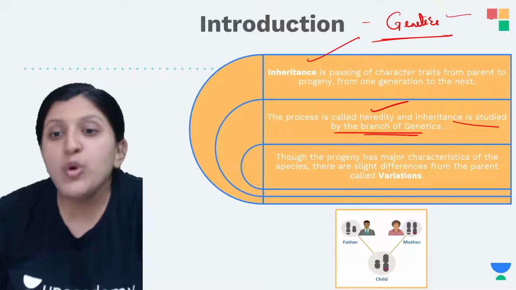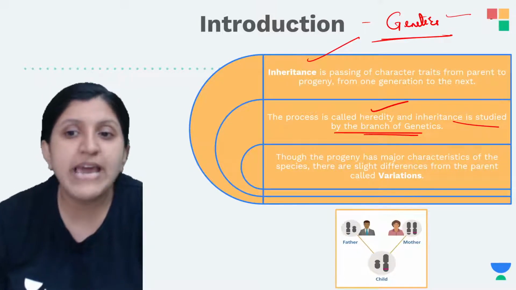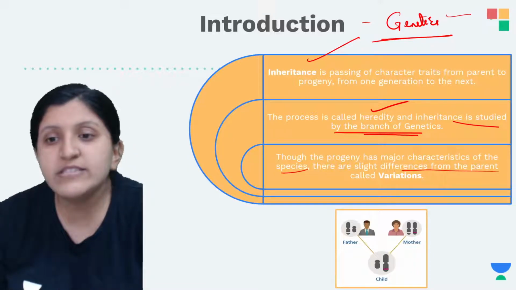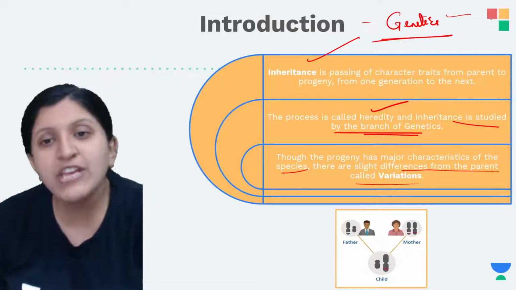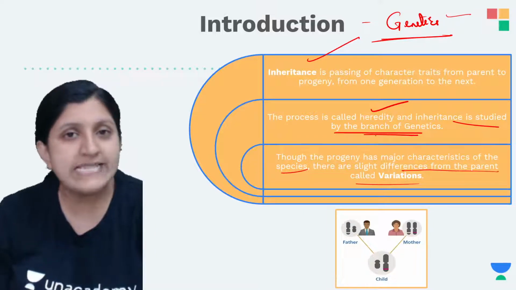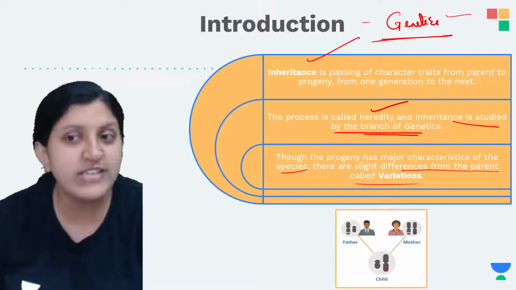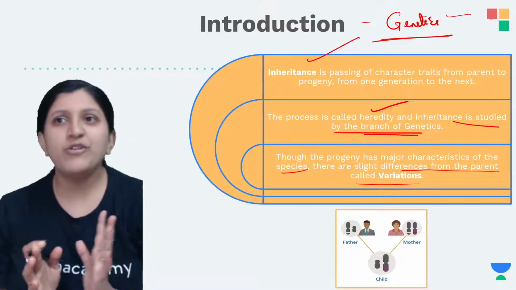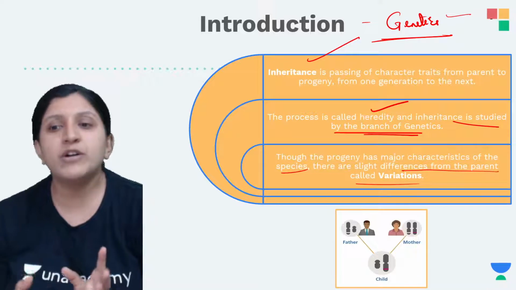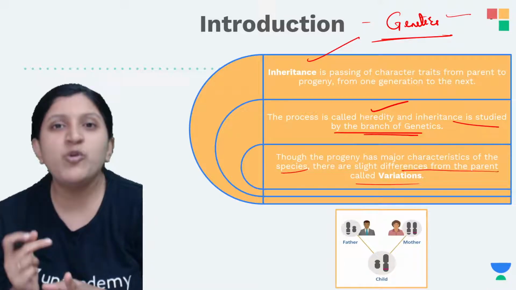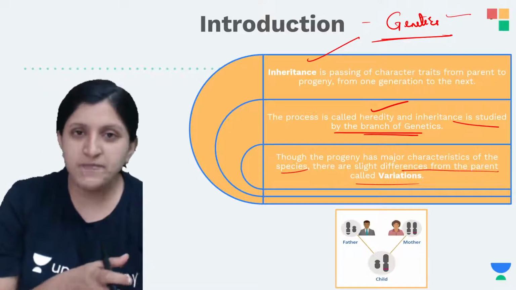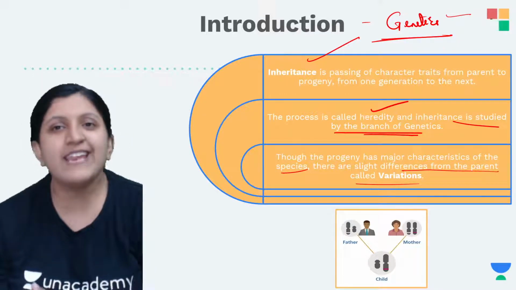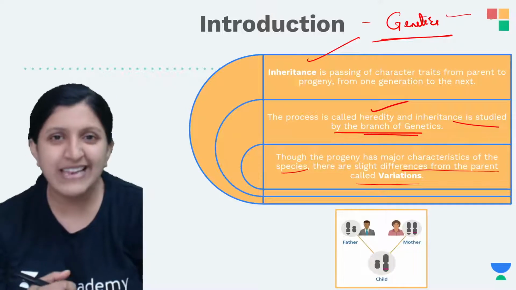All right, though the progeny has the major characteristics of the species, there are slight differences from the parents, called variations. What exactly is the meaning of this? The progeny has the major characteristics of the species. Like humans giving birth to a human. This human who has taken birth from a human would look like a human itself. It wouldn't look like an alien or a dog or a monkey or anything like that.